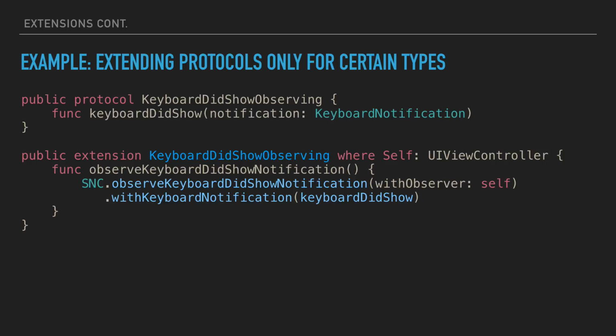And I can then publicly extend that protocol for anything that is a UI view controller. And so any view controller subclass will now inherit this functionality. So instead of having to do what I did down here, which is observe keyboard did show notification with self and add the notification handler of the function that's defined in the protocol, I can just have a function that says observe keyboard did show notification.